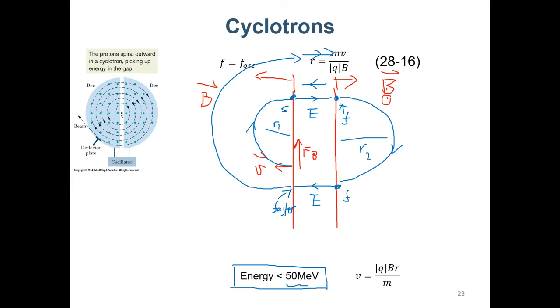So as long as we need a large velocity, this R would also become larger. Otherwise, we need to increase the B field. So this limits the energy of the cyclotron to up to 50 MeV. But this is already quite good.